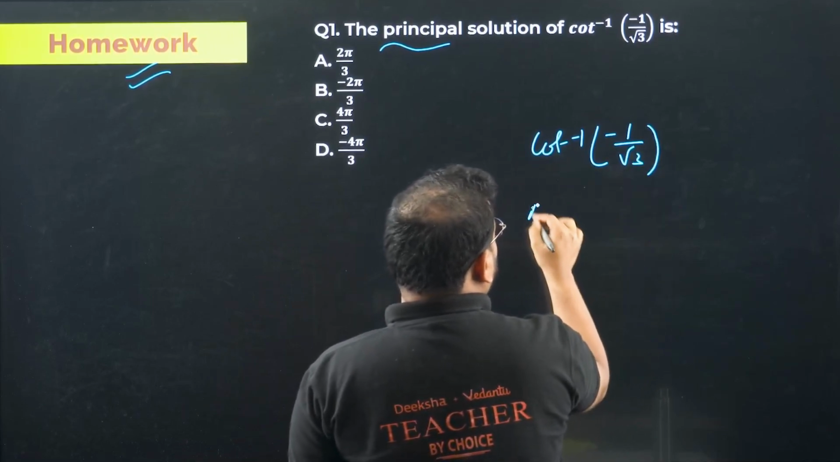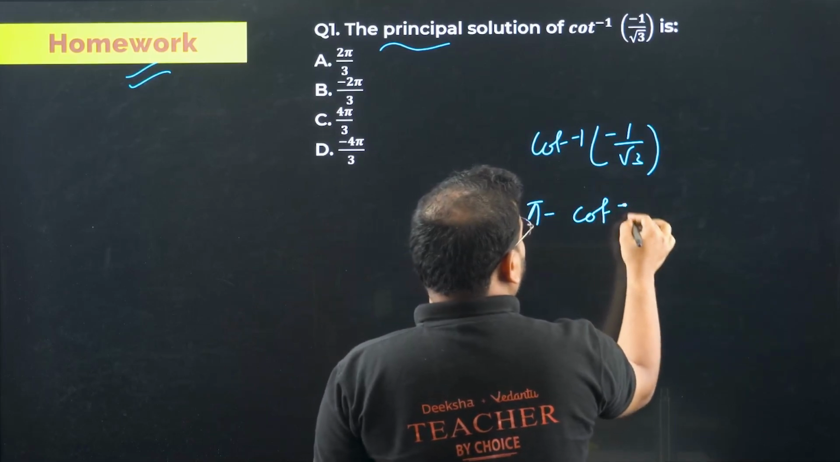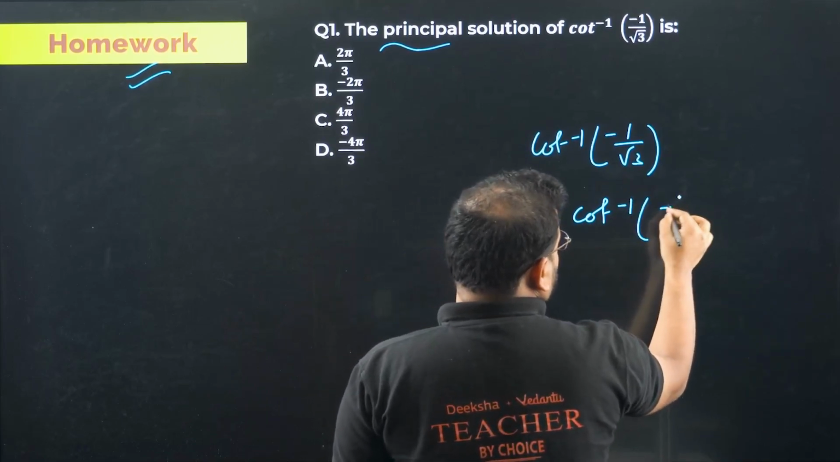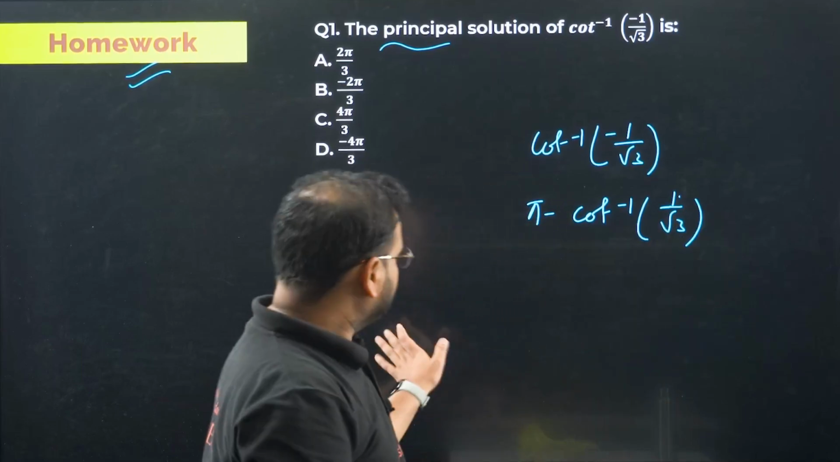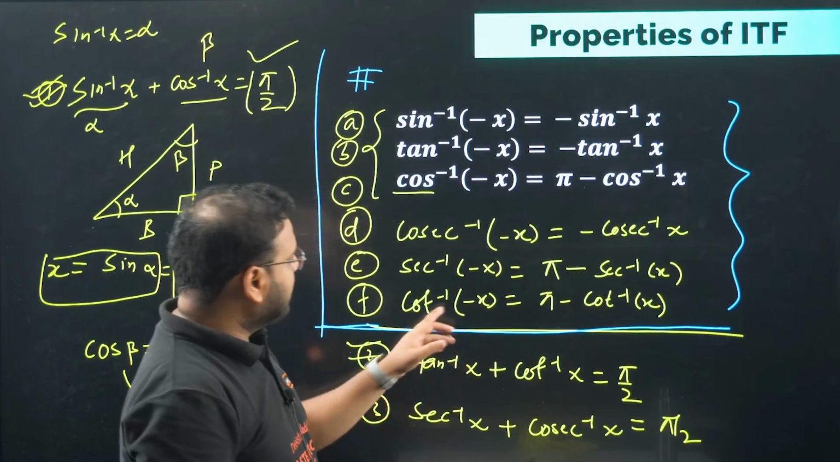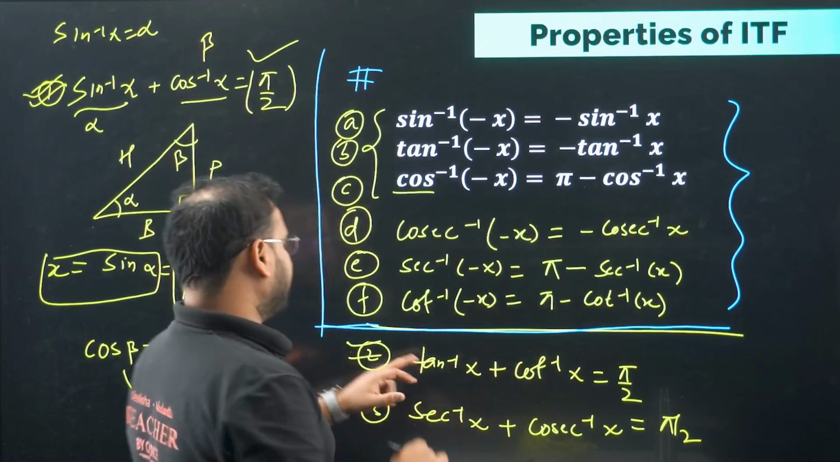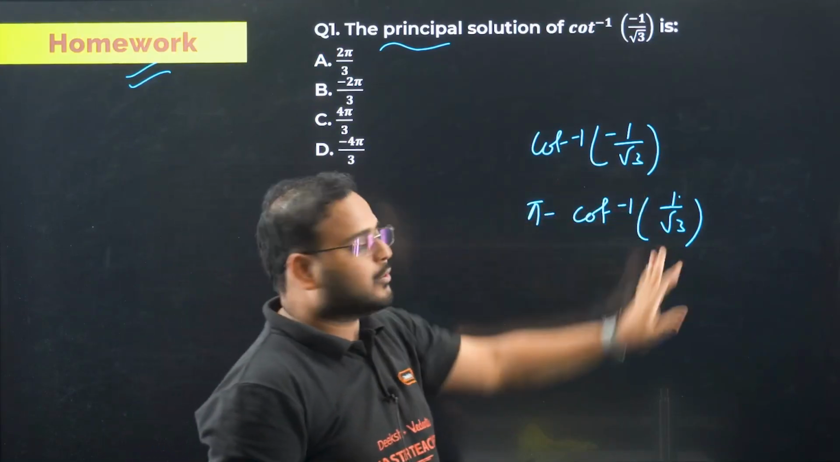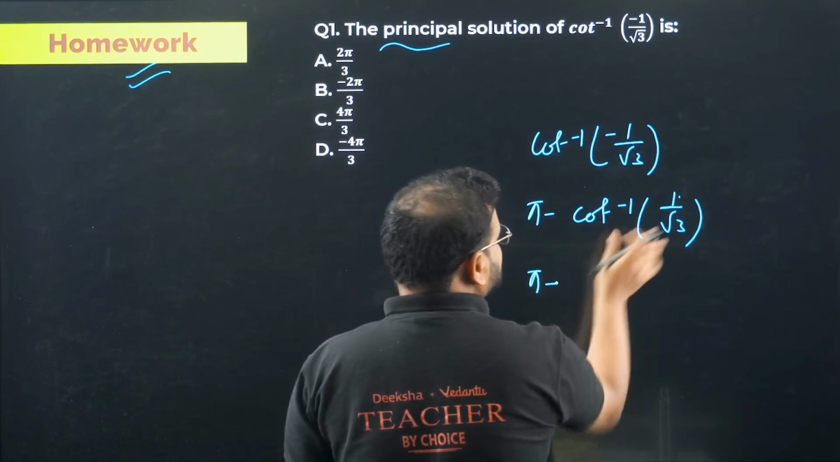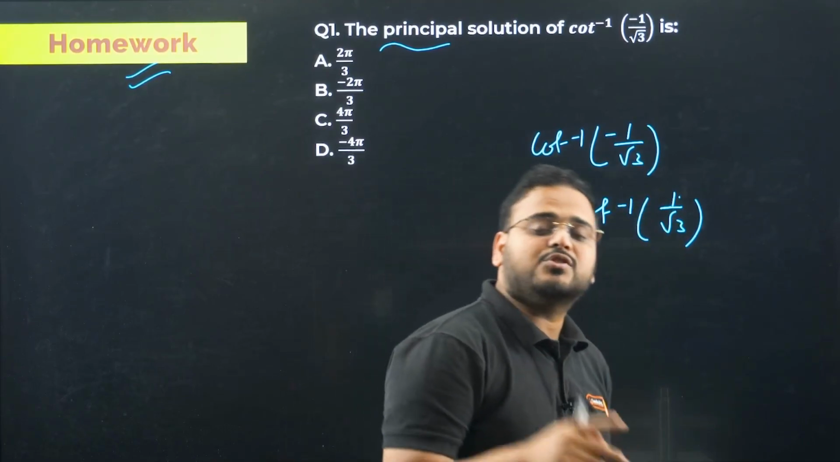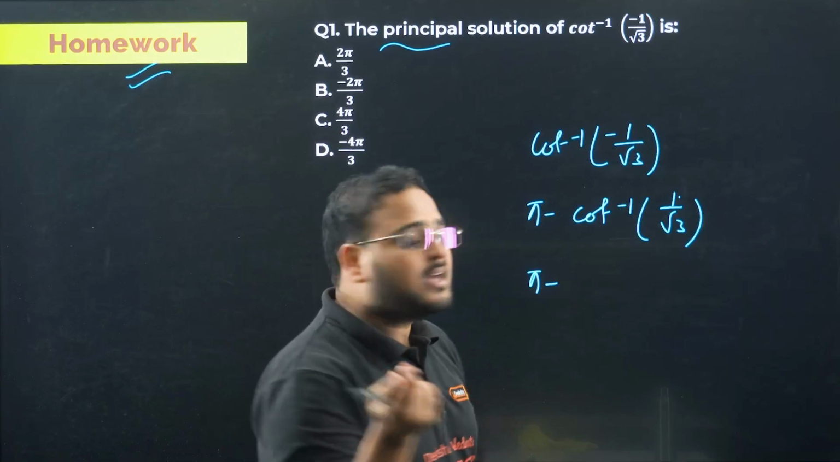This will become pi minus cot inverse of 1 by root 3. Please check: pi minus cot inverse of x, right? Here x value is 1 by root 3 because the minus sign comes out. Great. So this is going to be pi minus this value. Cot inverse of 1 by root 3 is how much? It's going to be pi by 3.